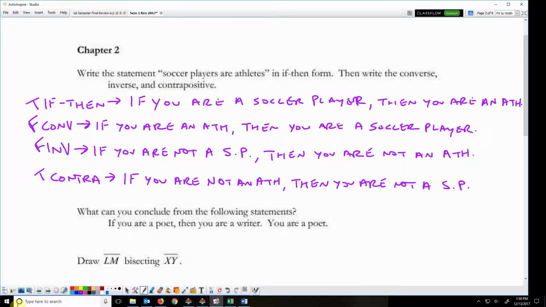What can you conclude from the following statements? If you are a poet, then you are a writer. You are a poet. What you can conclude is you are a writer.